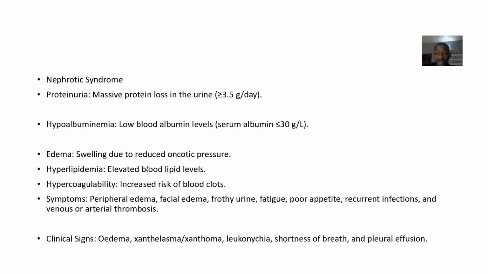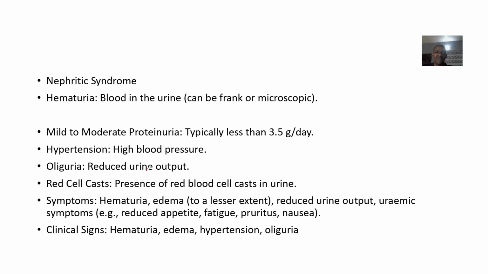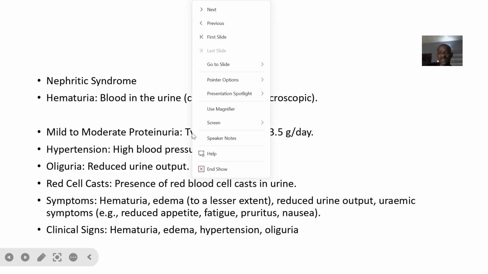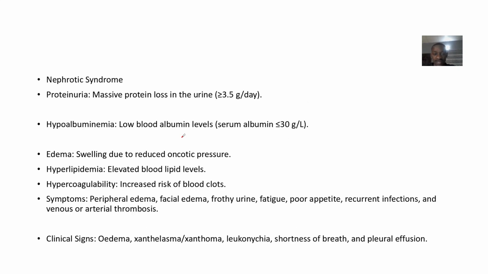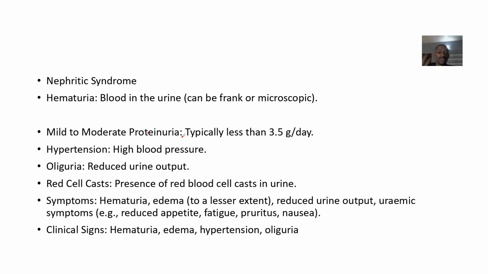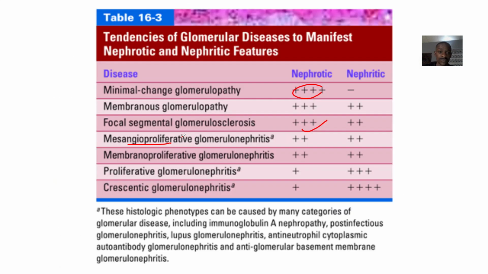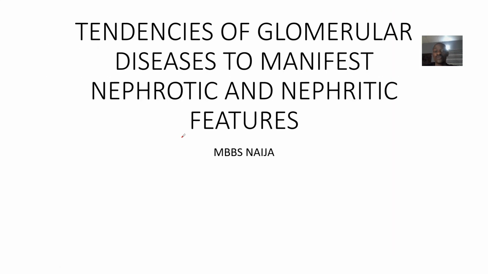Then hypoalbuminemia. In this one, you don't really have problems with hypoalbuminemia. Proteinuria is actually mild, so you don't really have problems with loss of albumin. Then hyperlipidemia. I don't think there's any hyperlipidemia here. Well, you can just look at these two slides, one, two, and take time so that I can refresh your mind on what nephrotic syndrome and nephritic syndrome are. All right. So that's it for the tendencies of these glomerular diseases to manifest all those features.